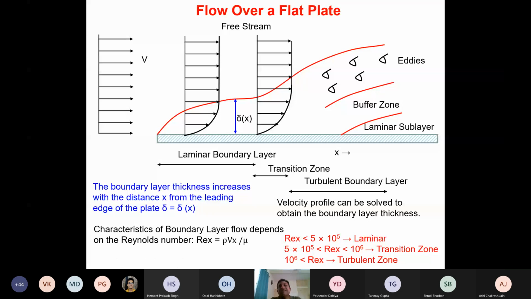Now let us extend these ideas to heat transfer. So far we were only looking at the flow across a flat plate. Let's extend this to heat transfer.